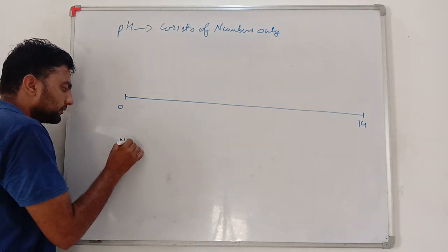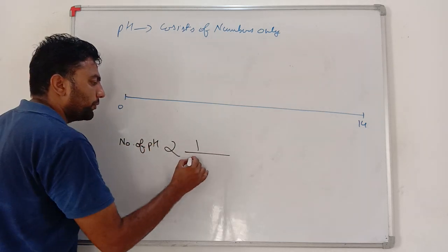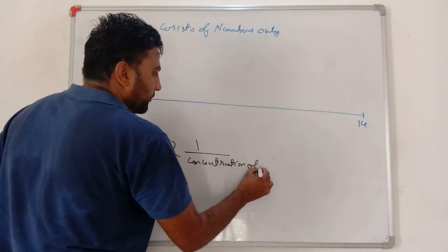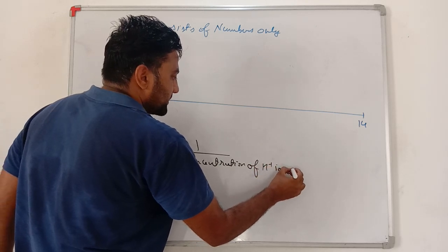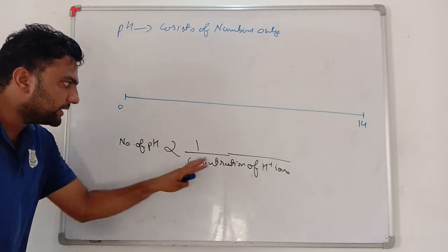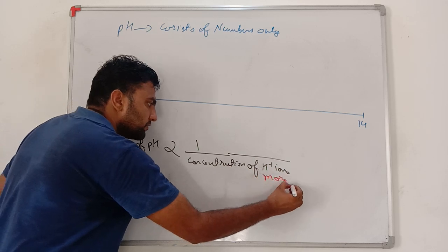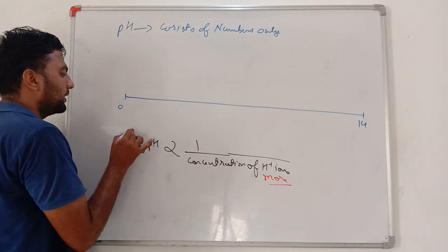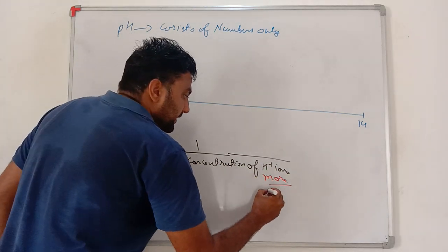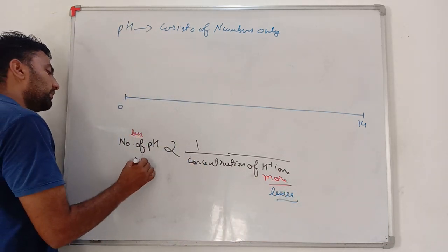The number on the pH scale is inversely proportional to the concentration of H plus ions. Don't worry, it means the pH scale only tells about the concentration of H plus ions. That is, if the concentration of H plus ions is more, as it is inversely proportional, the number on the pH scale will be less, and if H plus ions are lesser, then the number on the pH scale will be more.